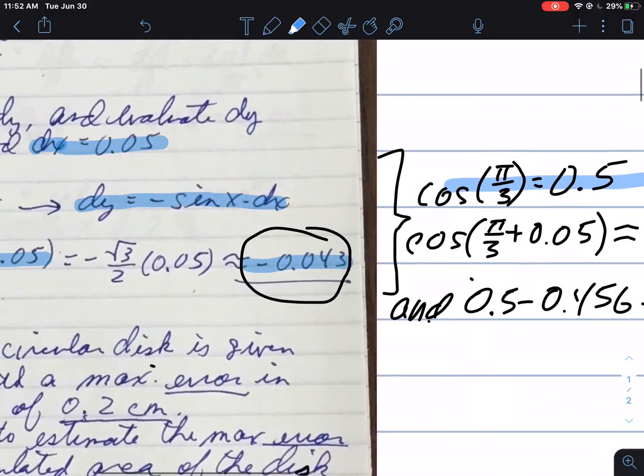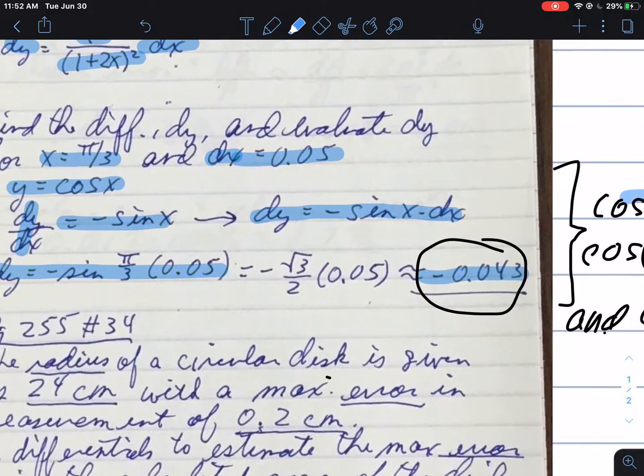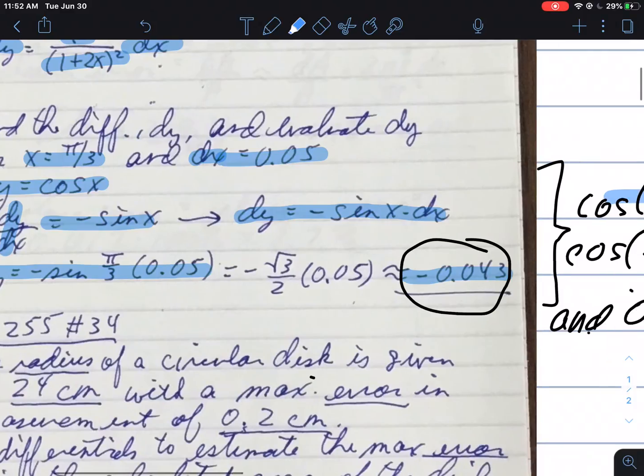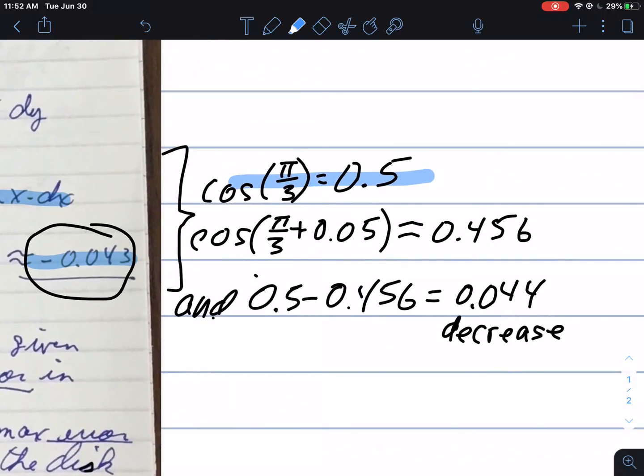And then if we move a distance, dx, which is also delta x, of 0.05. So I look at the point where x equals pi over 3 plus 0.05. All right, so we move a distance of 0.05 away from pi over 3, and we look at the cosine value. You're going to get approximately 0.456 if you plug that into your calculator. So look at the difference in the y values. This is the cosine value at pi over 3, and here's the function value after moving 0.05. Look at the difference between the two. If I take 0.5 minus 0.456, I get a difference of 0.044.